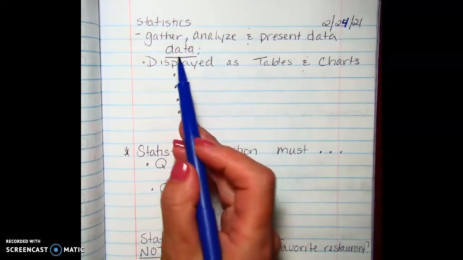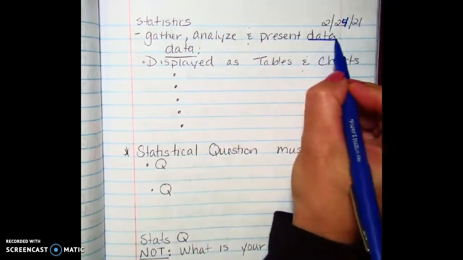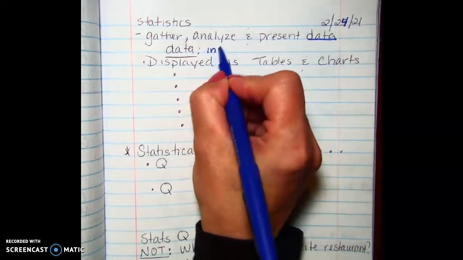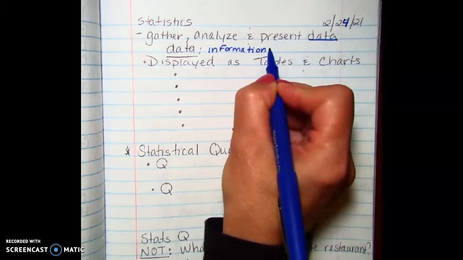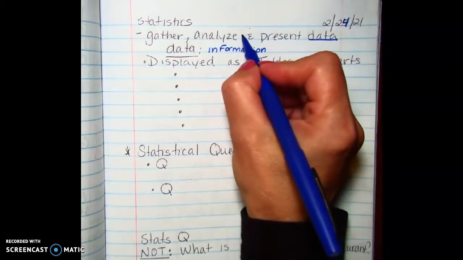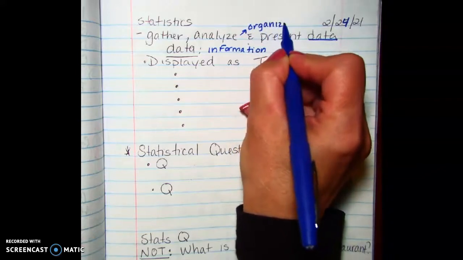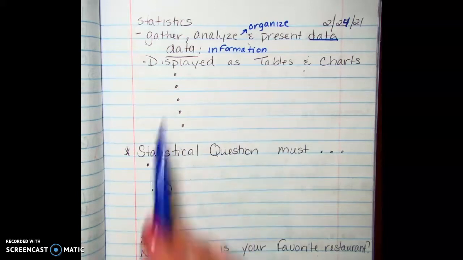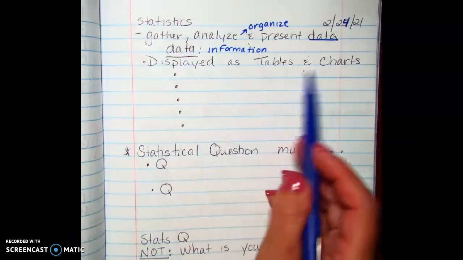So what is statistics? Well, with statistics, we gather, analyze, and present data. Data is a fancy word for information. Now, because we're working with math, we will be using numbers. That's the type of information that we will be gathering. Not only do we analyze, we should also say that we organize data, because we're going to be doing that as well today.